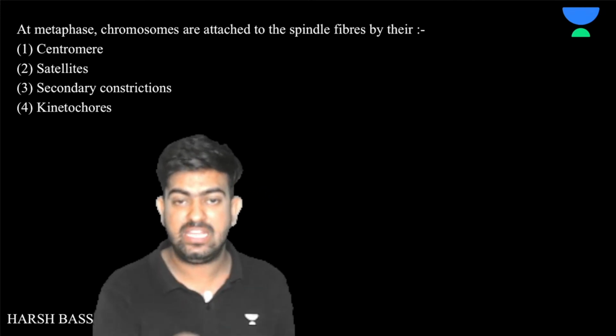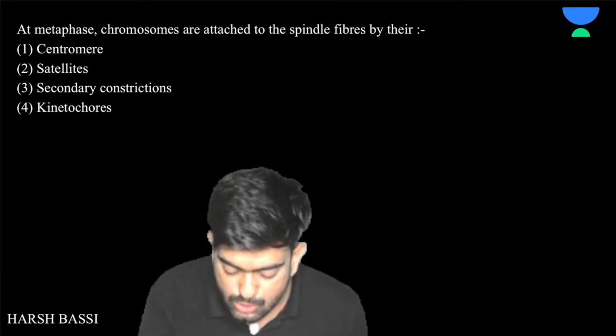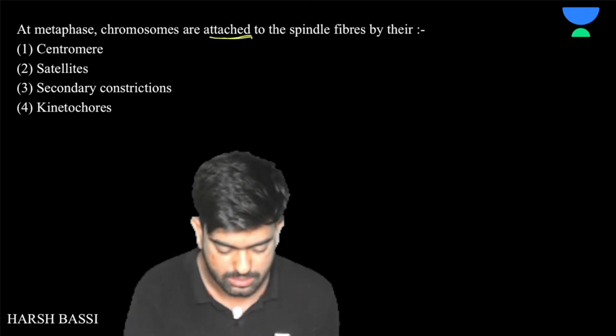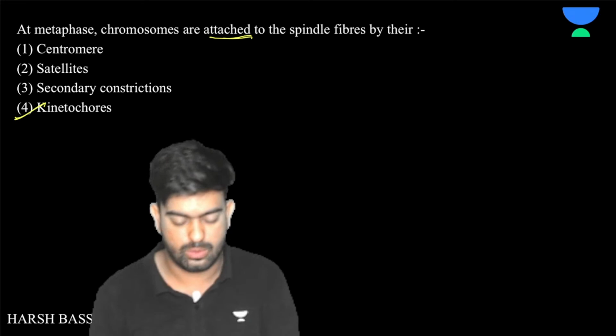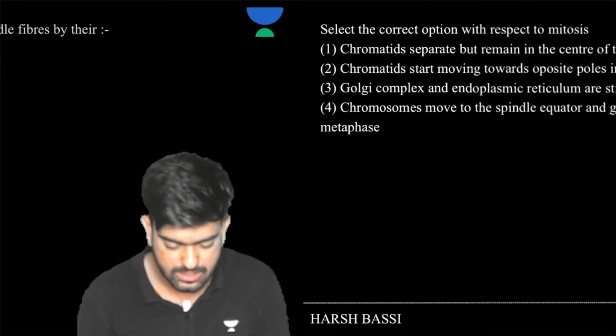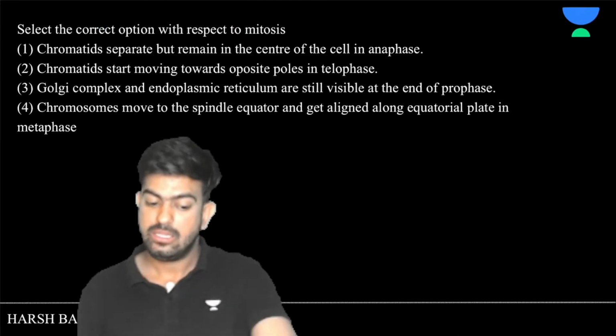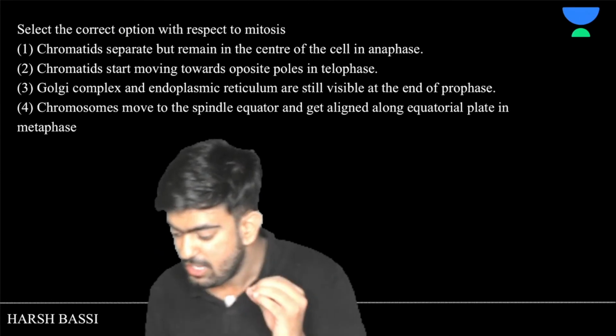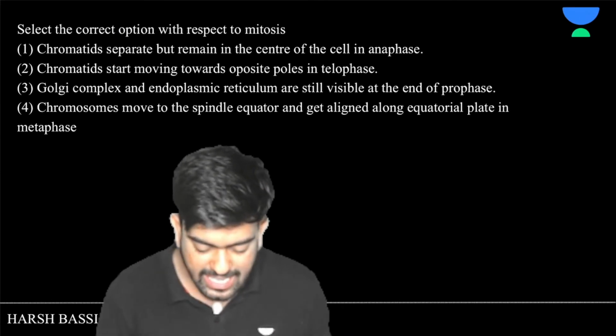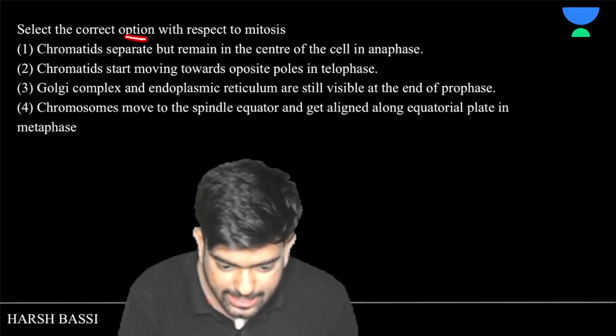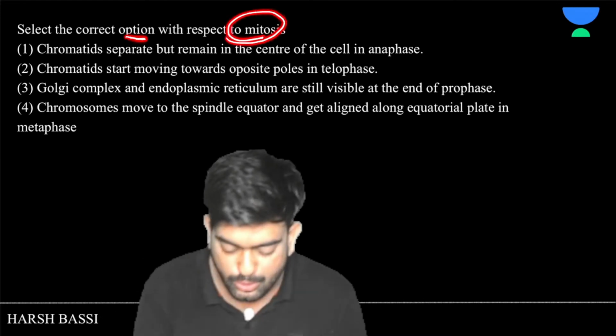Now, next we have: at metaphase, chromosomes are attached to the spindle fiber. Obviously, that is kinetochore. We discussed this question. Okay, this is a very good question. So, we have: select the correct option with respect to mitosis.